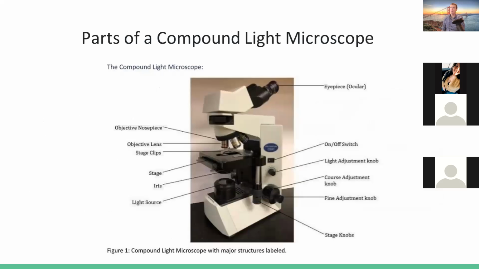So you do need to know the parts of the compound light microscope. So we have an eyepiece, we have an on-off switch, you have a light adjustment knob, you have a coarse adjustment knob for large changes in magnification. You have a fine adjustment knob for very small changes in magnification. You have a stage knob that controls the stage. You have a light source. You have an iris here, an opening. And then you have a couple stage clips to hold your microscope slide on. And then you have the objective lenses and then the objective nose piece.